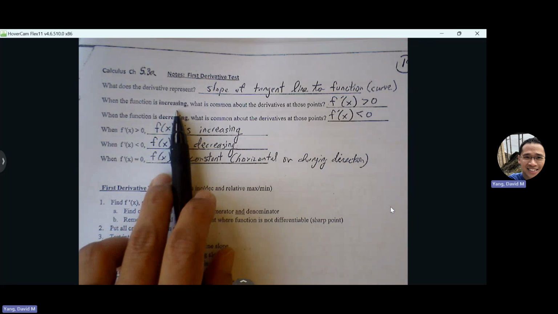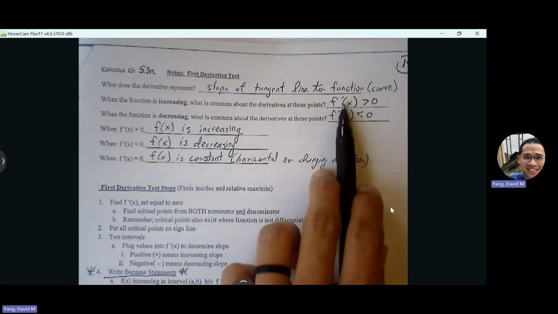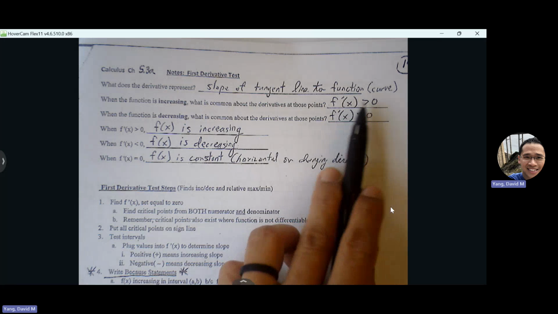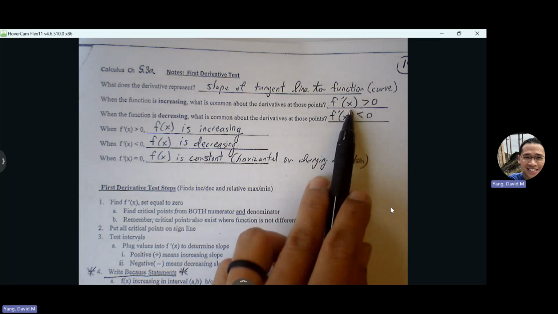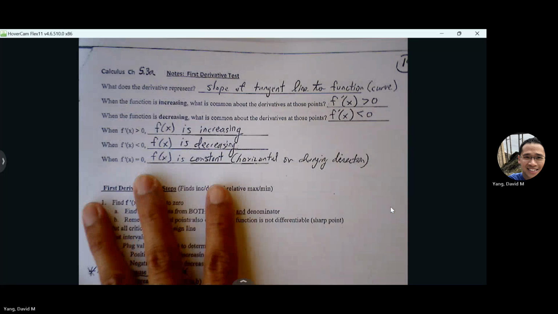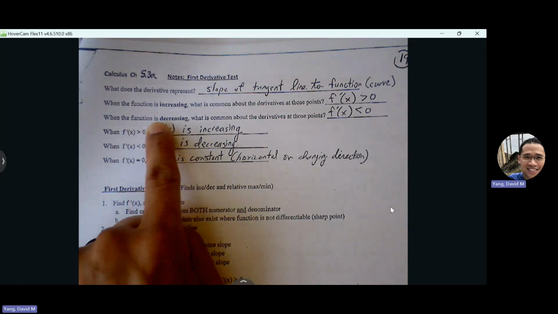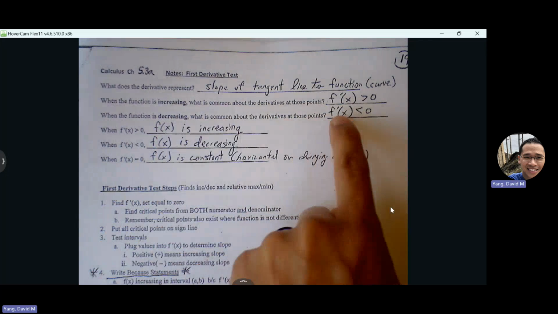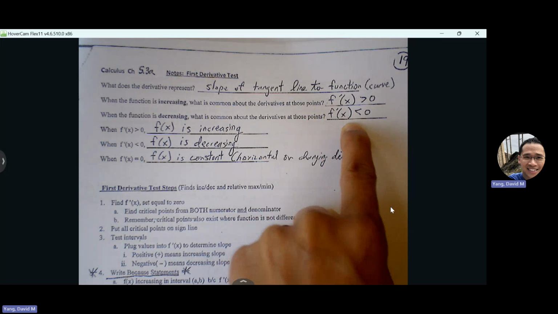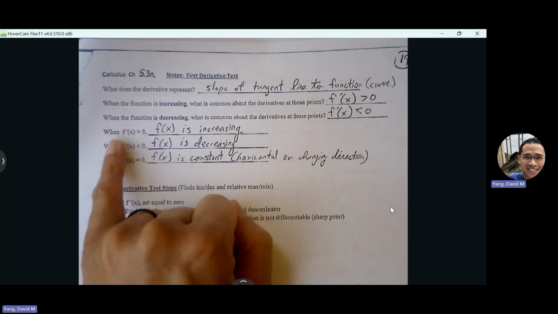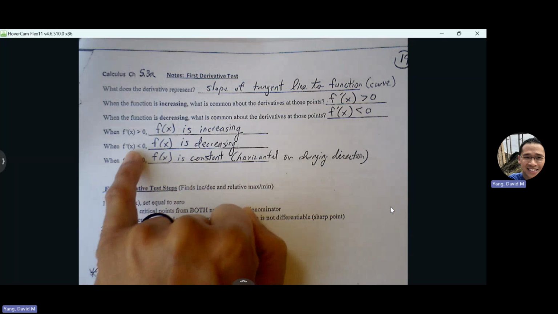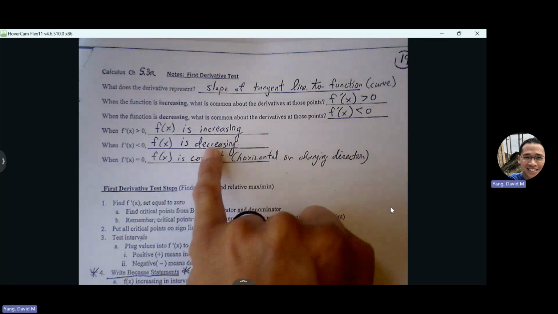When the function is increasing, what's common about the derivatives is that you're going to get a derivative that is greater than 0. So any derivative that's greater than 0, that's just indicating that the slope is positive. If the slope is positive, you know that your graph is going to be rising on that interval. When the function is decreasing, all your derivative is going to be negative. So when f prime is greater than 0, positive slope means my graph is rising. When f prime is less than 0, that means negative slope. That means my graph is decreasing.